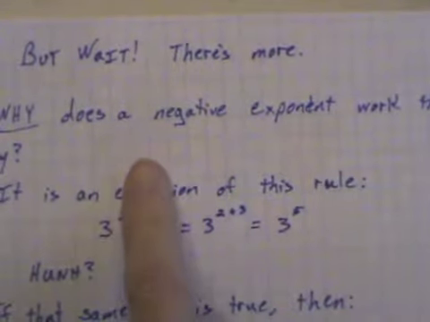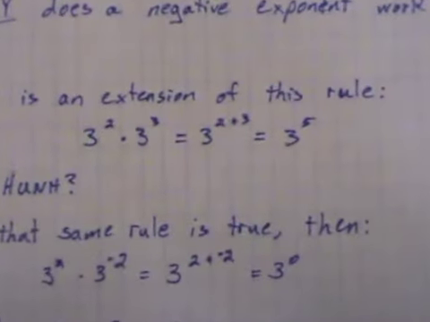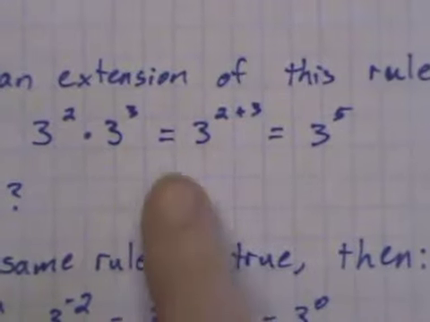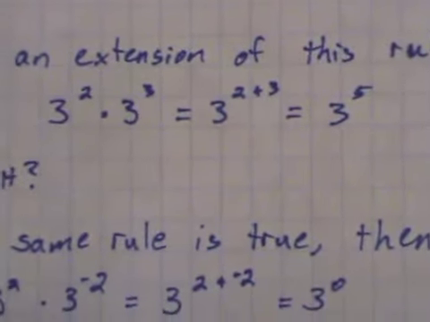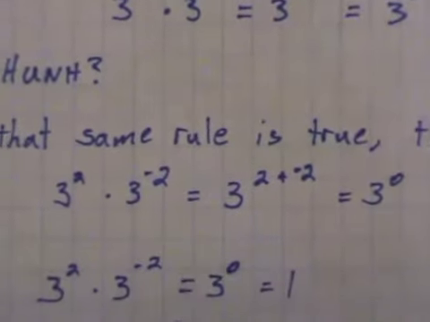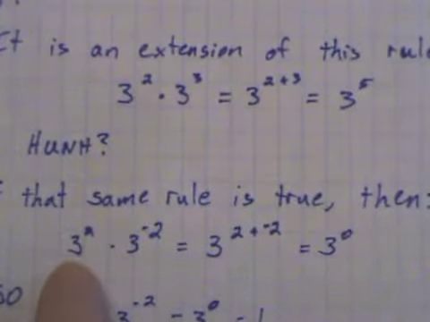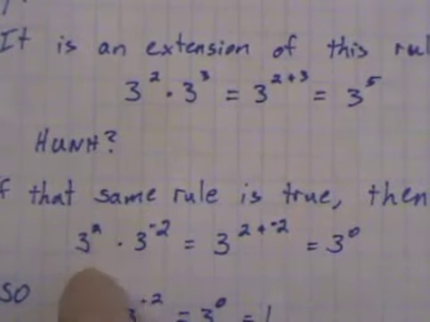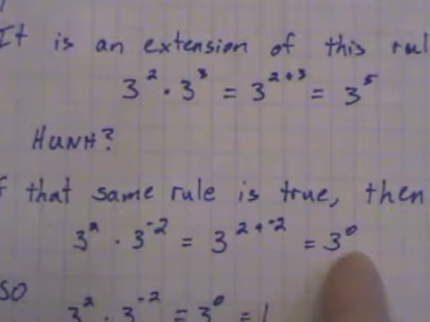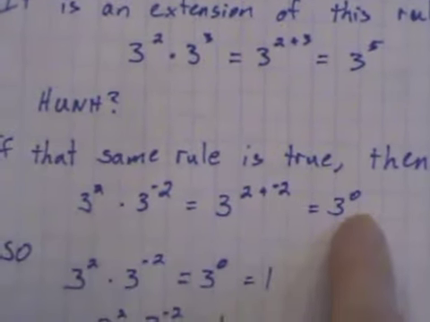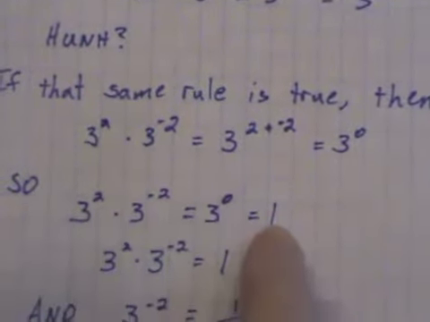Question number one, why does a negative exponent work this way? Well, it's following the rule that we have already practiced. You know that 3 squared times 3 cubed is the same thing as 3 to the 5th, right? Okay, watch this math jujitsu. If this same rule is true, then 3 squared times 3 to the negative 2 should be equal to 3 to the 0. We know what 3 to the 0 is equal to. That's equal to 1.